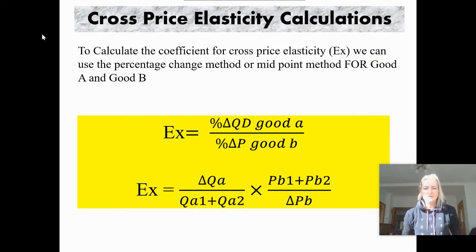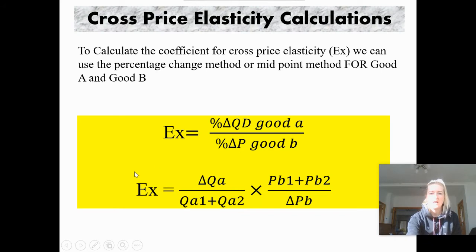So we've got our two calculations again. We have our percentage change formula on top: the percentage change in the quantity demanded of one good divided by the percentage change in the price of another good. The only thing that's different between this and the price elasticity of demand is that we're looking at the price of a different good.